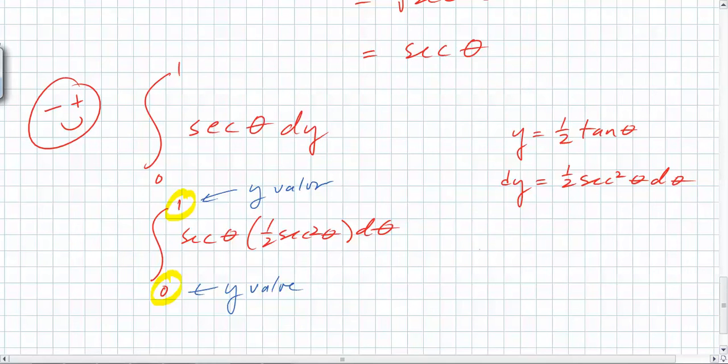Great. So we have y is equal to 1/2 tan theta. So we have 1 is equal to 1/2 tan theta. So what does tan theta equal?